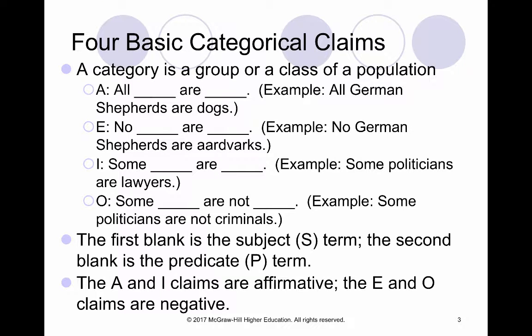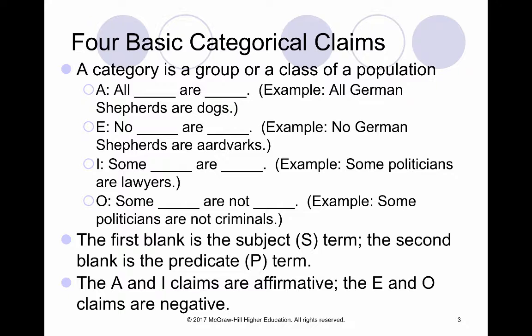When we use the term category, we're talking about groups or classes of a population, different categories of objects, things, people, animals, etc. There are 4 basic categorical claims, each using different language to express the ways in which categories have things in common with other categories or not. The words no, some, or all are very important in categorical claims. The different claims are A claims, E claims, I claims, and O claims.